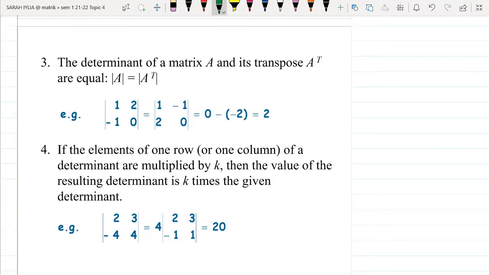Number 3 first, determinant of a matrix and its transpose will be equal. Kalau kita ada matrix, lepas tu kita transposekan dia, dia punya determinant value takkan berubah. It's still the same. Next one, if the elements of one row or column of a determinant are multiplied by k, k stands for any scalar, constant, then the value of the resulting determinant is k times the given determinant. Baca ayat tu pelik kan?